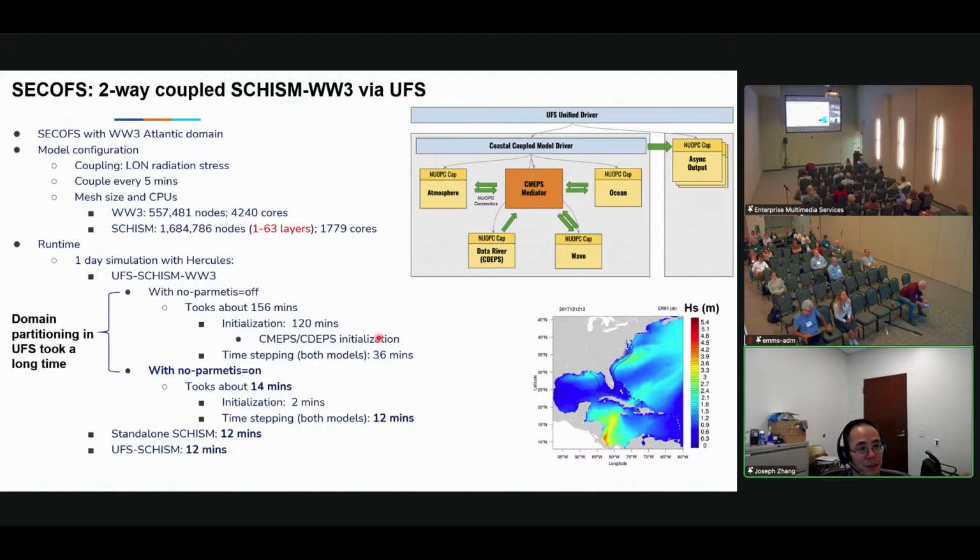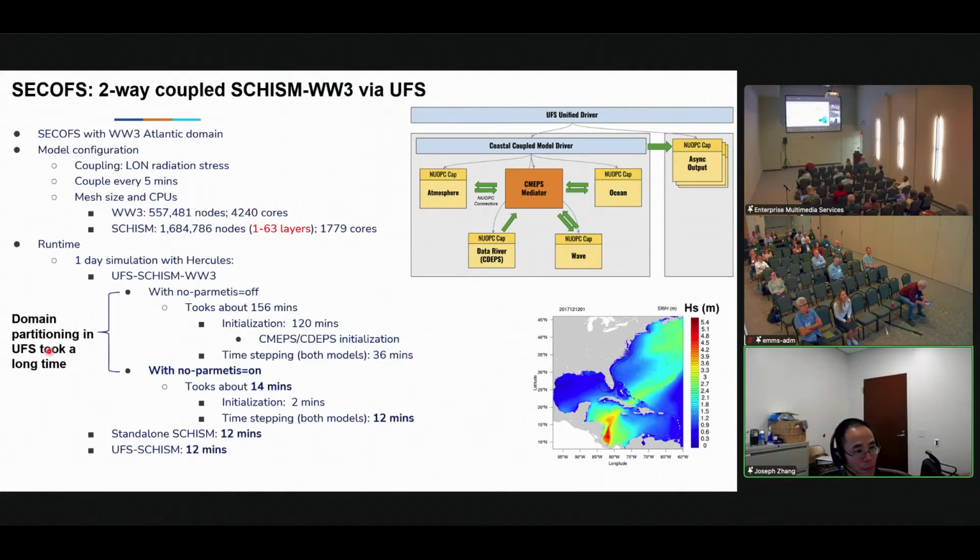But the short story is that we are at a stage where we are able to directly couple with other models like WaveWatch3. This plot shows the WaveWatch3 domain, which covers the CCOFS domain. The two models have different domains, and in terms of grid size, WaveWatch3 is about 1/3 of SCHISM. But you can see that in terms of resources, the wave model always consumes more. That's not surprising.